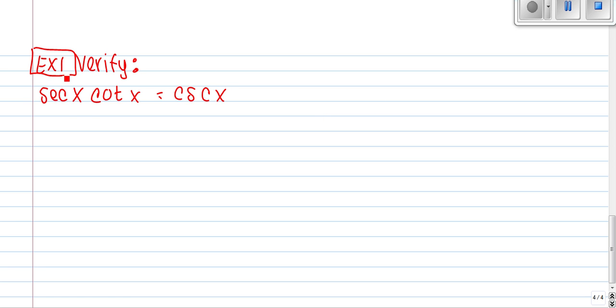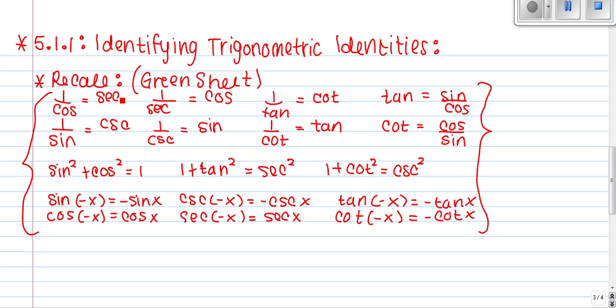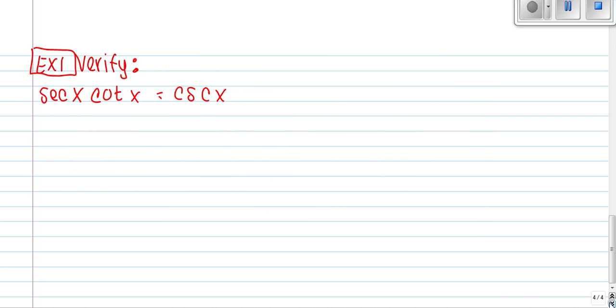I want to verify that this left side is the same thing as this right side. The way I like to do it is I start from the side that looks most complex, which is this left side, and I replace everything I can with sine and cosine. So secant x, I'll go back to my table. Secant, oh, that's 1 over cosine. So I replace it, 1 over cosine x.